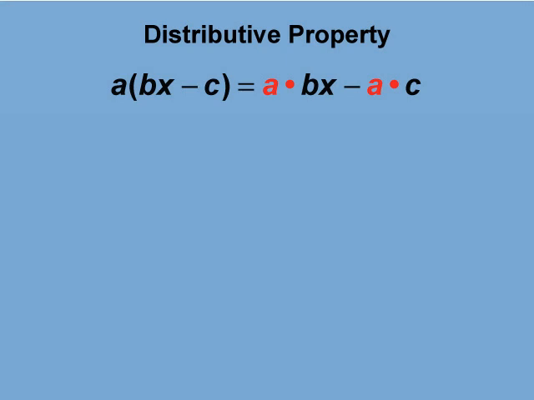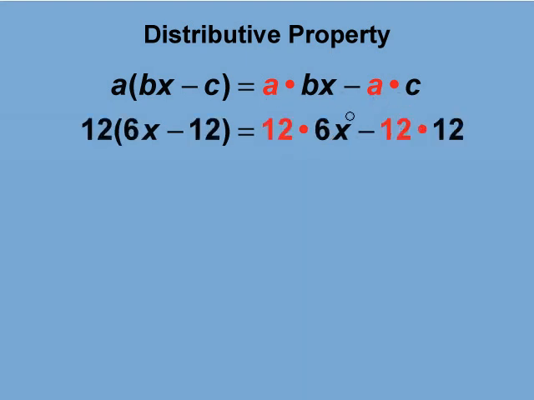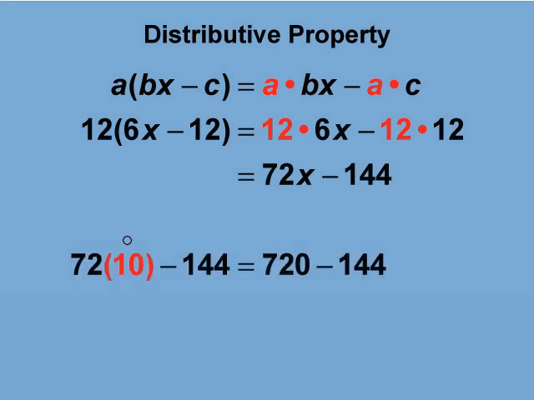Using the distributive property with an expression of this form has the a term distributed to each of the terms in the variable expression. So we take the 12 and distribute it to the 6x and the 12 as shown here. The result is 72x minus 144. We evaluate this expression for x equals 10 as shown here. We get 720 minus 144, which is equal to 576. Let's look at a final example.